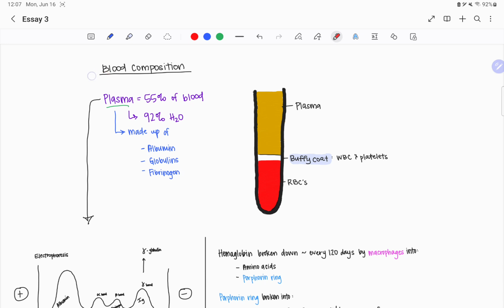Okay, so blood composition. Most of our blood is made up of plasma. Plasma is 55% of our blood, and 92% of plasma is made up of water. The other small percentage of plasma is made up of albumin, globulins, and fibrinogen.